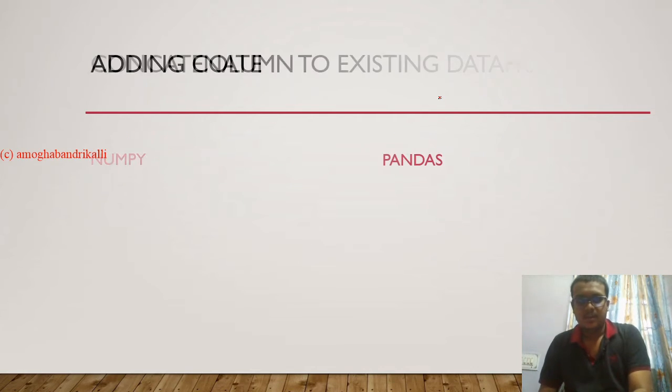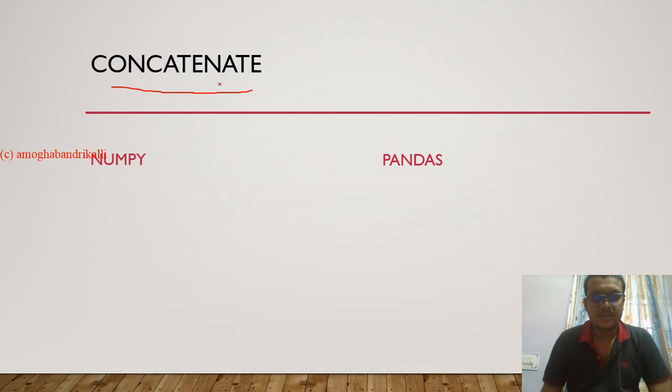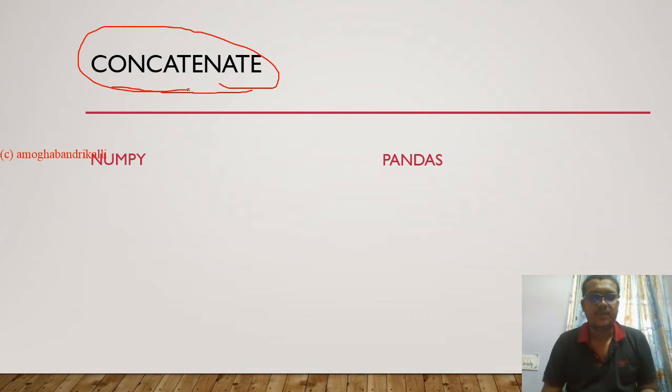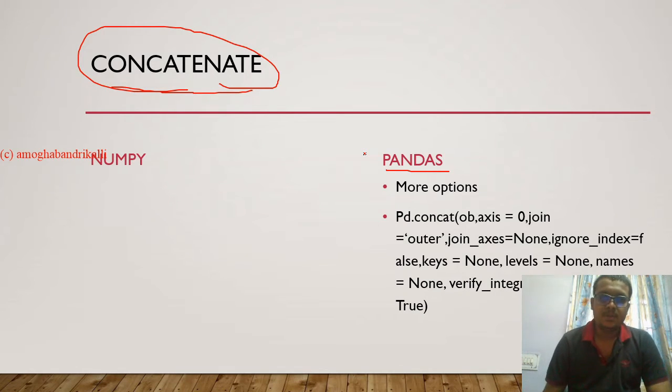So for combining, we are using an operation called the concatenation operation. How is this combining going to be carried out in NumPy, and how is this concatenation going to be carried out in pandas? In pandas we have more options.